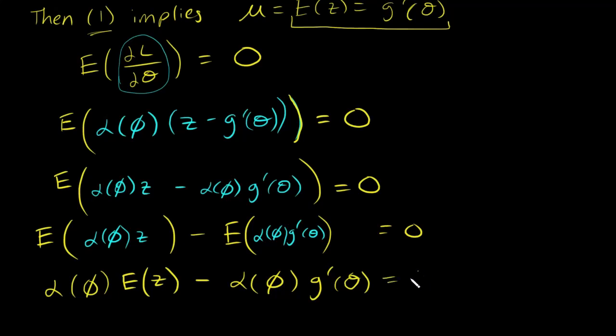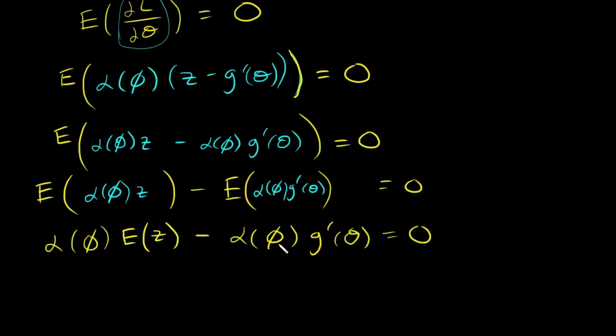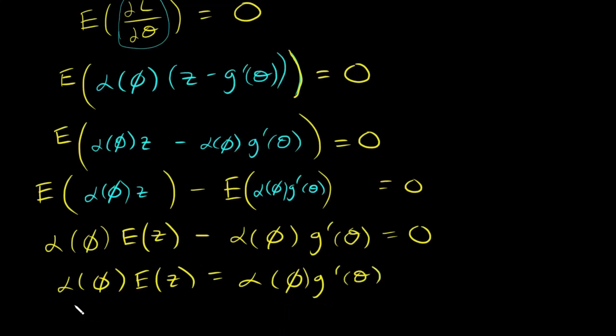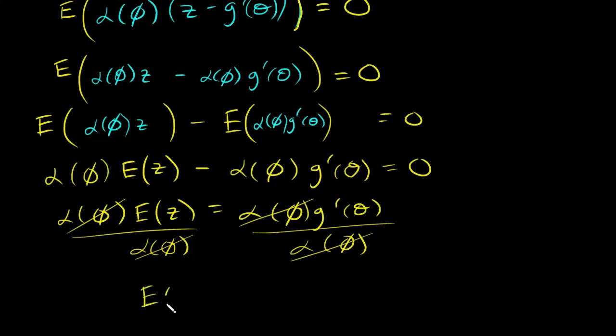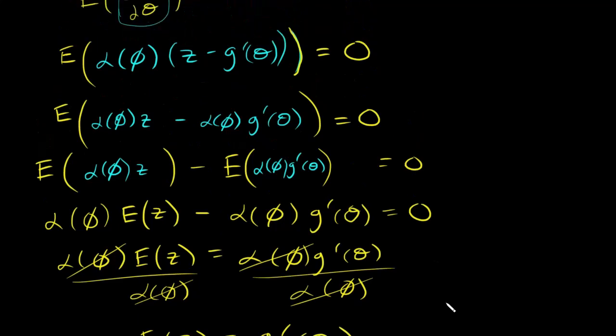All right, so now let's do some algebra, rearrange and solve for the expected value of z. First, let's add to both sides this alpha of phi times g prime of theta, and then divide both sides by alpha of phi. These cancel, and you can start to see it now. The expected value of z equals g prime of theta. And that's what we wanted to show.